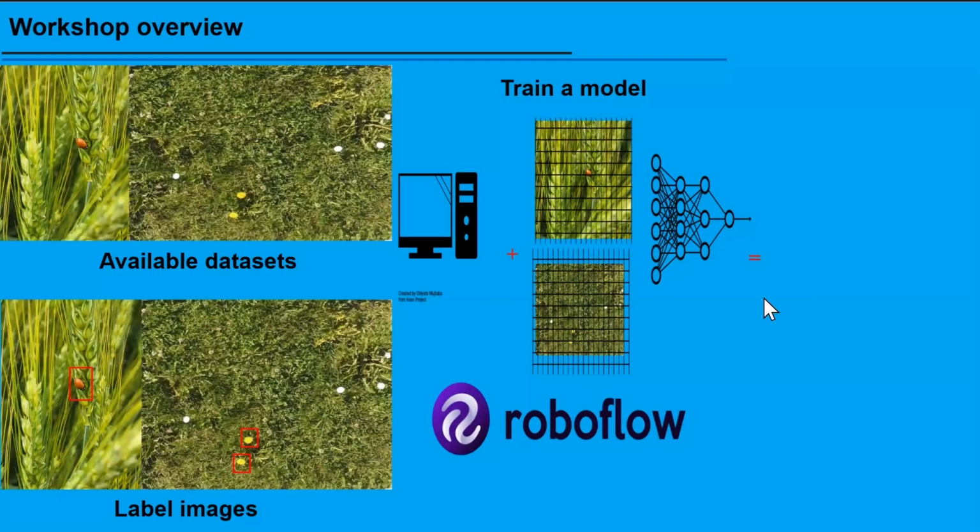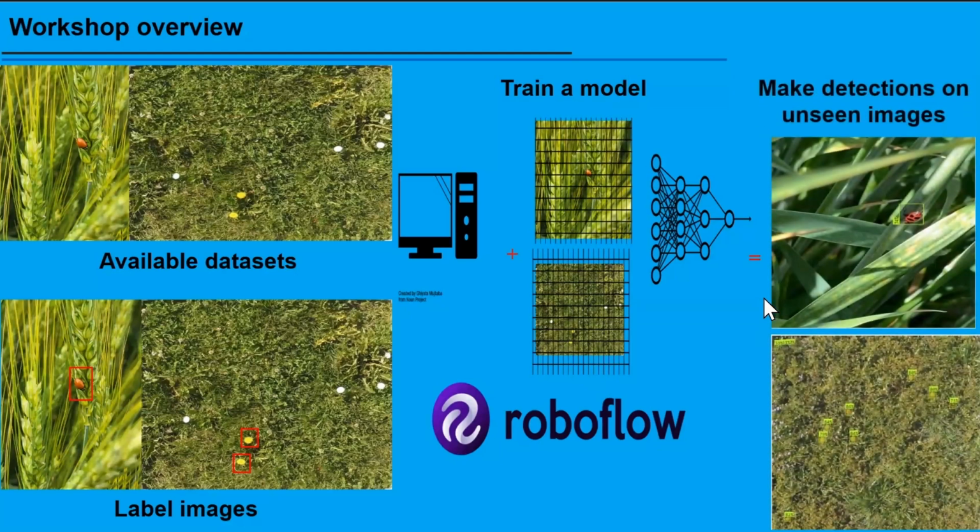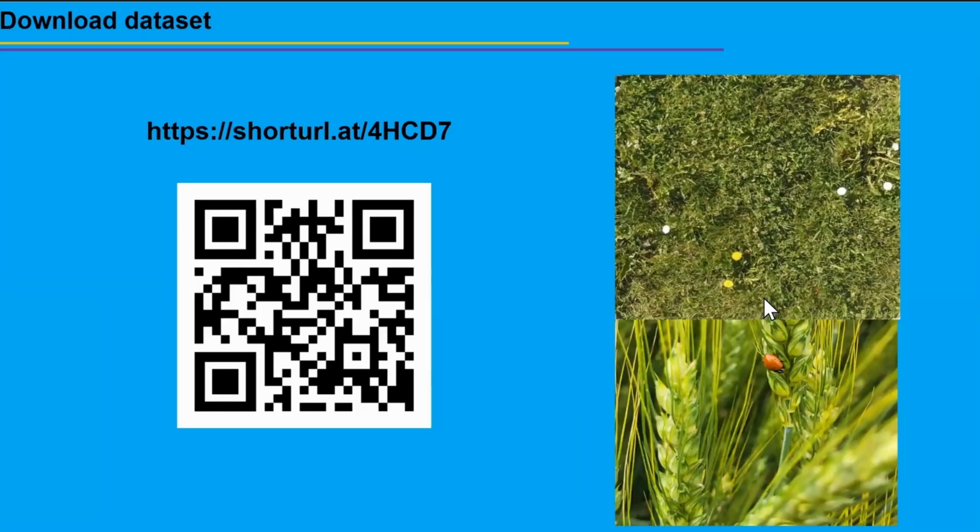Then we will train a deep learning model with the Roboflow model that is built into the software. And then we will test the model that you build on unseen images that the model never trained on before. So there is the code to download the dataset, and please let us know if you have questions or if anyone has all the dataset on their computers.